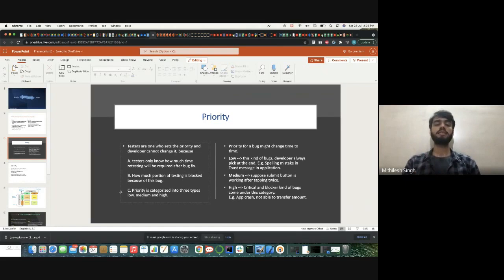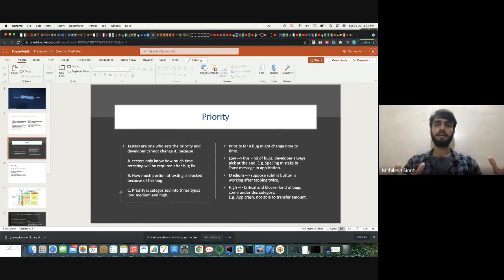High priority in the sense whenever the critical and the major functionality is not working. Suppose, again, if I take the example of the Gmail application and we are not able to send mail to any user, that means what? That means the major functionality itself is not working.